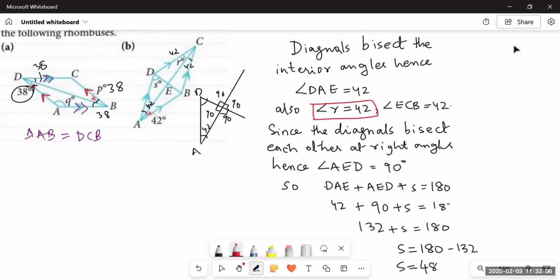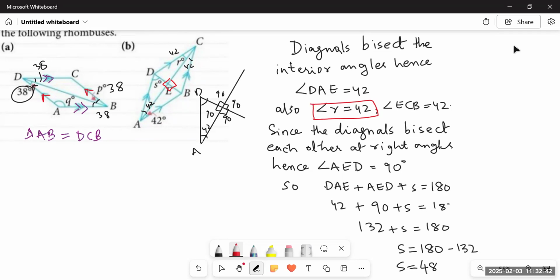And then we have to go for angle S, which is a part of triangle ADE. As you can see, one of the angles is 90 degrees because we know the diagonals bisect each other at right angles. The four angles that are formed in the center are all right angles, right? So all four angles would be right angles. From here, we got to know one of the angles of the triangle ADE. At point E, it is 90 degrees. The other angle, DAE, is 42 degrees, which we have found using one of the properties of rhombuses.